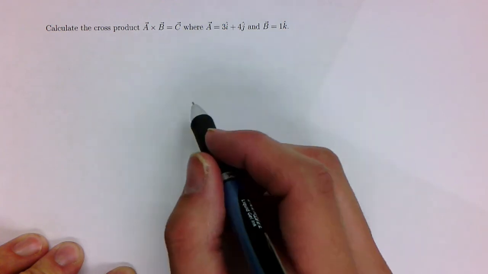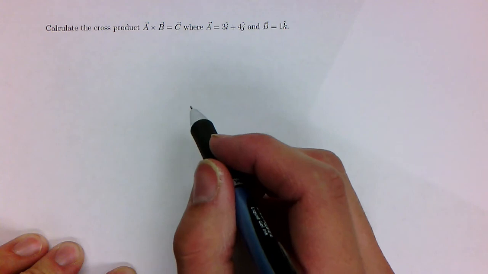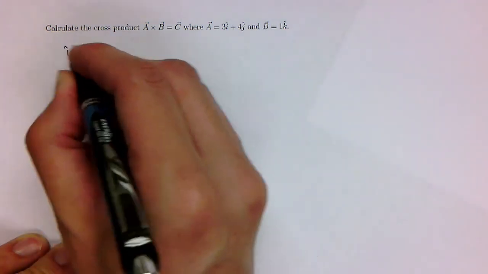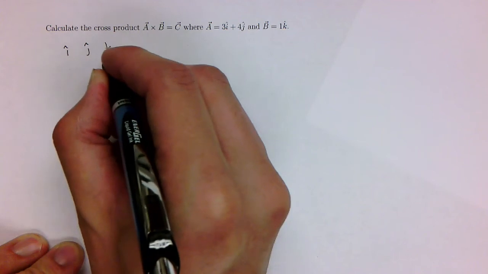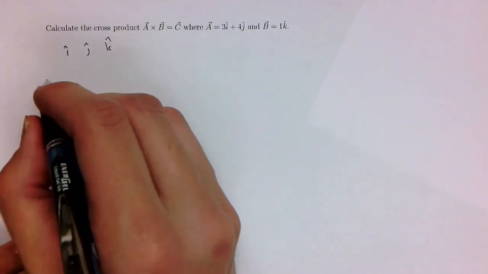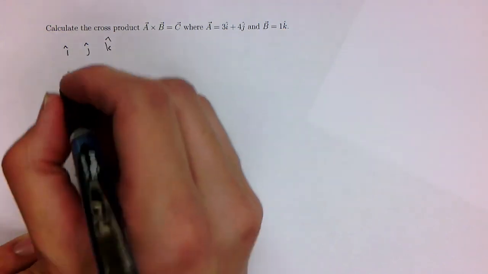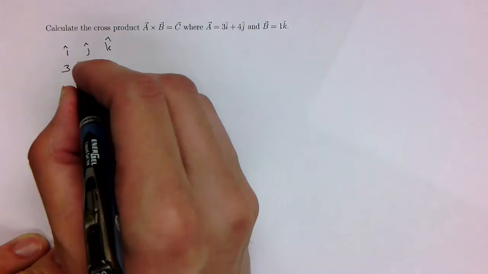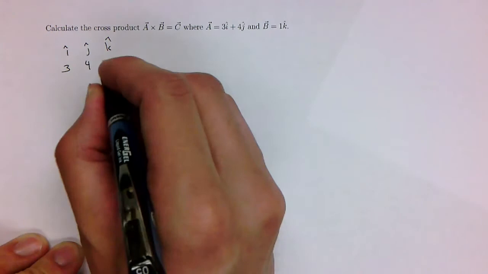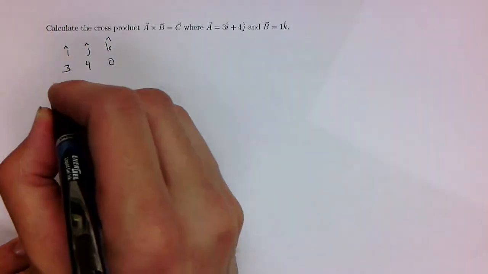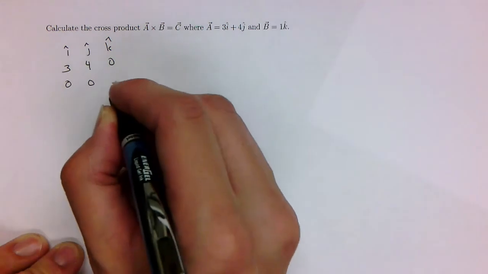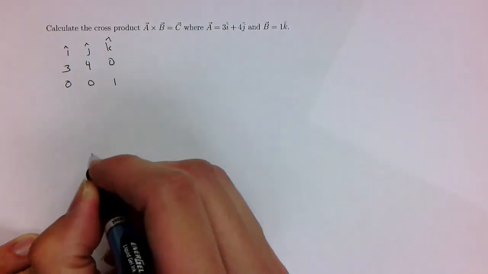All right, so in order to calculate this cross product, I will basically draw the following matrix out. I'm going to write this as I hat, J hat, K hat. And I'll put A's and B's in these rows here, right? So let's put A first. It's going to be 3 I hats. I'll put 3 there, 4 on the J hat, and then there's nothing on the K hat, so that's a 0. And the B, it's going to be basically nothing on the I hat, nothing on the J hat, and basically 1 on the K hat, right?